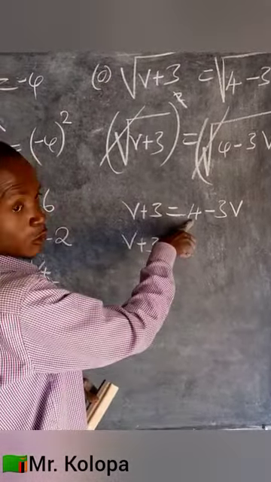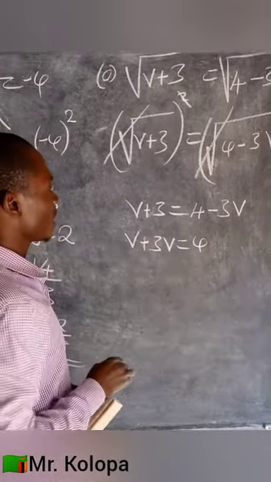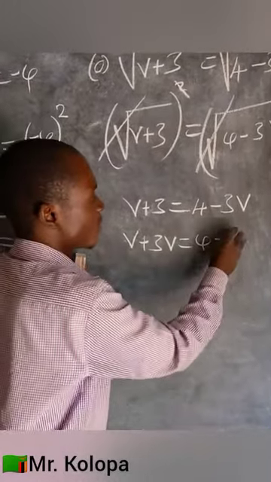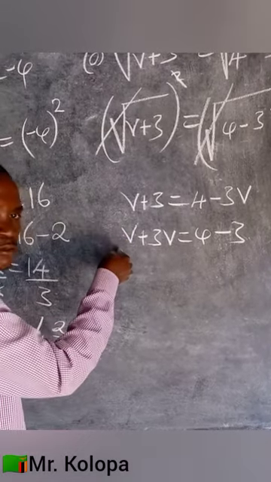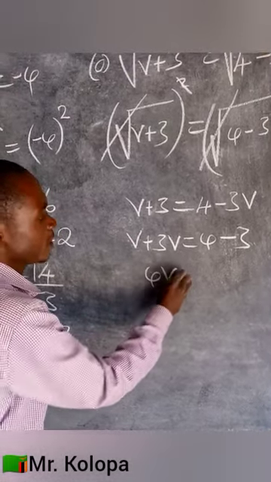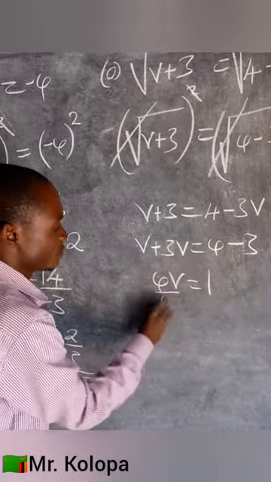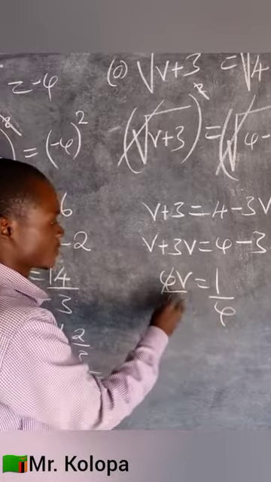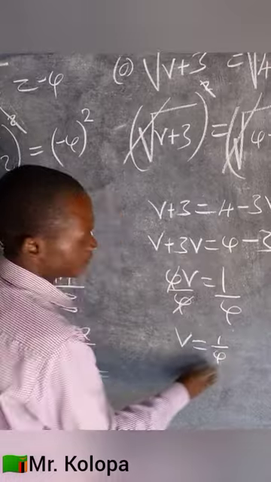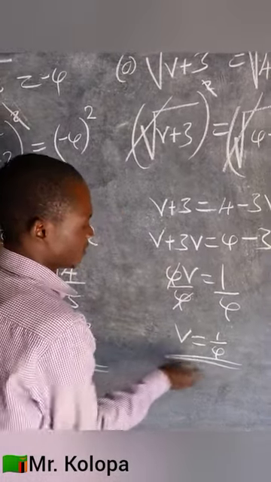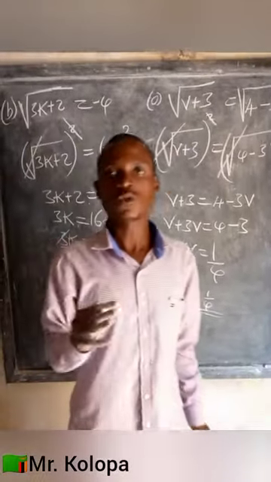Equals, you drop the 4 which is there, then the positive 3 going the other side will become a negative. v plus 3v, we have the invisible 1 here, you're going to get 4v. 4 minus 3, you get 1, then you divide both sides by 4. So that is 1 over 4 as our answer. So that is equations involving square roots.